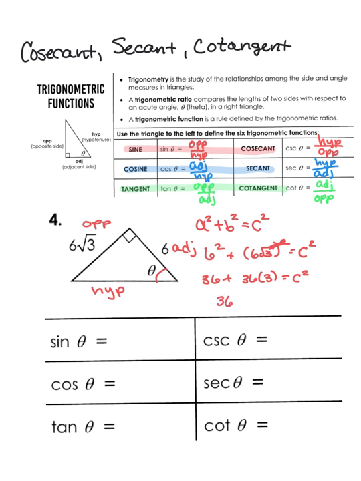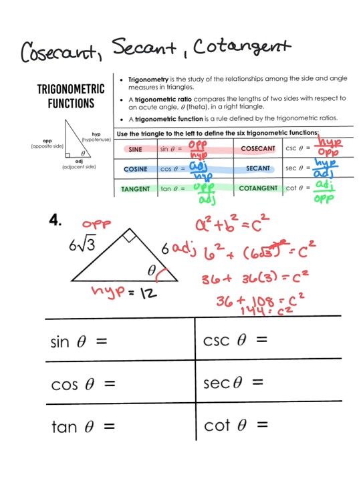So 36 plus 108 is equal to c squared. 108 plus 36 is 144. And the square root of 144 is 12. So my hypotenuse is 12, which is nice because that's a nice even number.